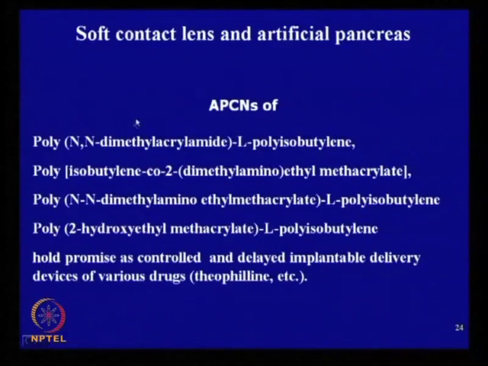Now, there are few systems of amphiphilic co-network, means hydrophilic as well as hydrophobic networks: poly N dimethyl acrylamide, L polyisobutylene, co 2 dimethyl amino ethyl methacrylate, poly N dimethyl amino ethyl methacrylate, L polyisobutylene, poly 2 hydroxy ethyl methacrylate, L polyisobutylene. These hold promise as controlled and delayed implantable delivery devices of various drugs also.